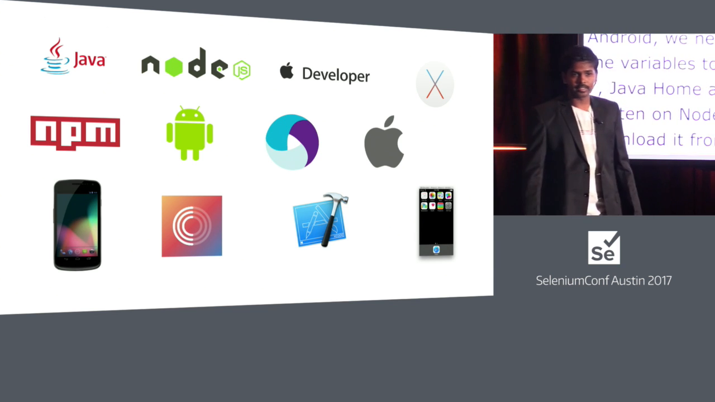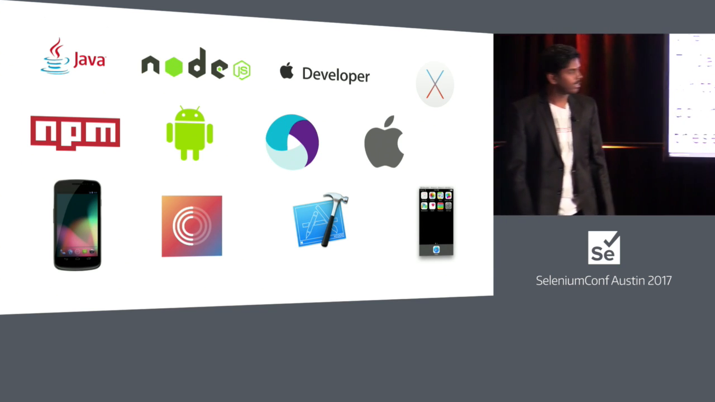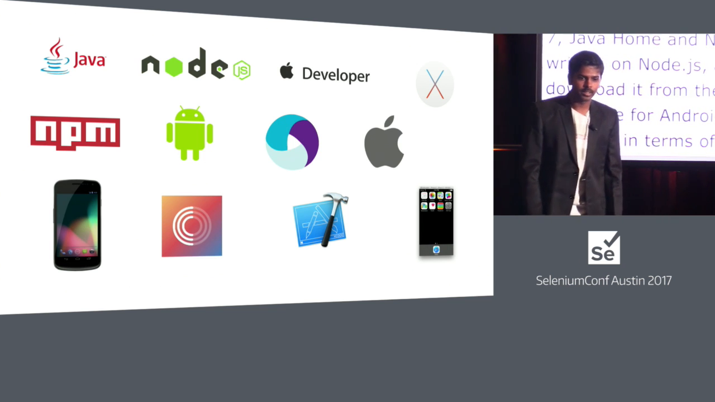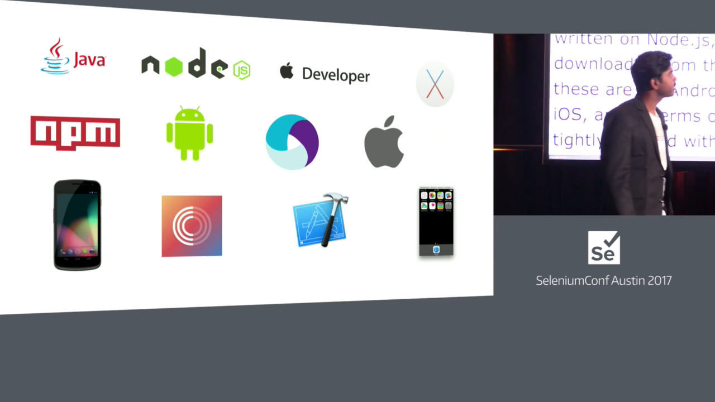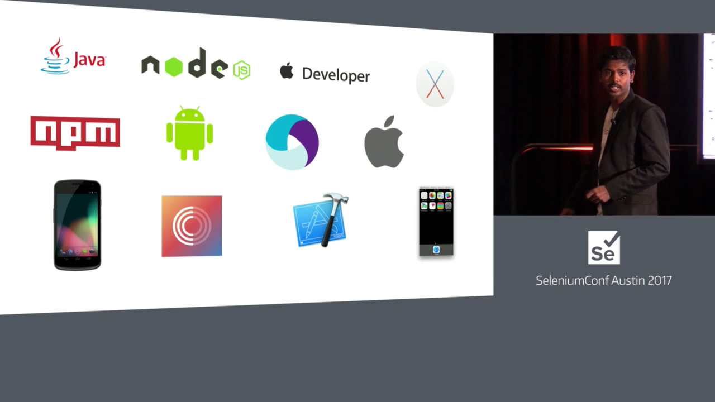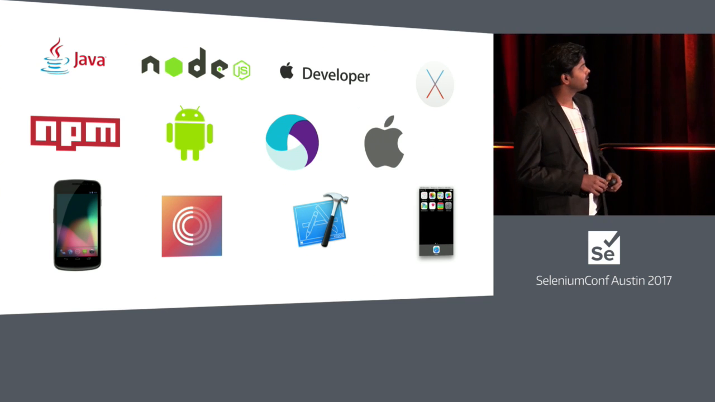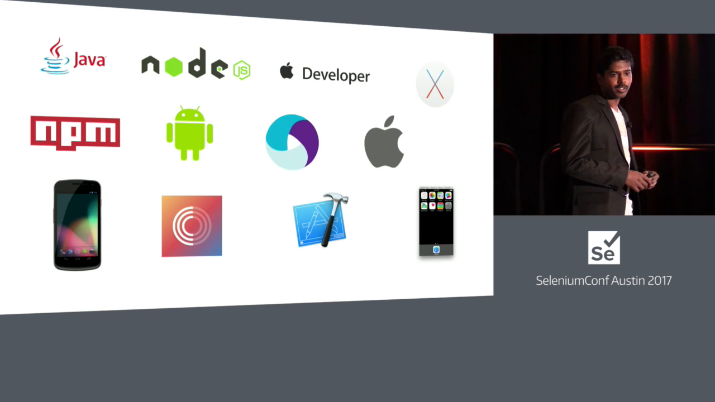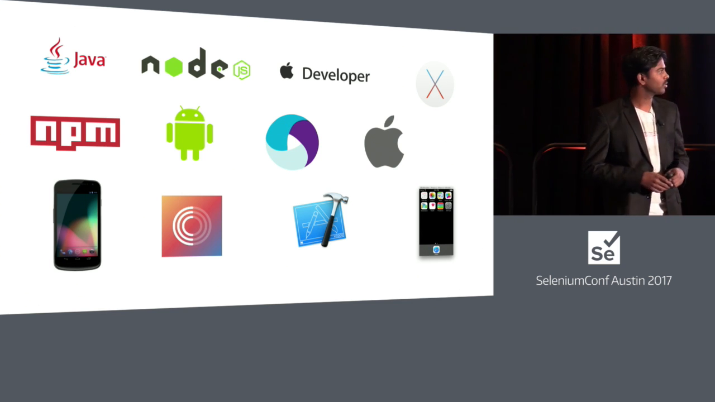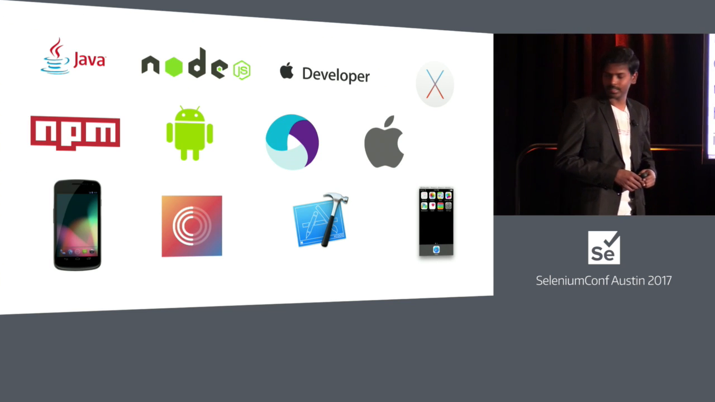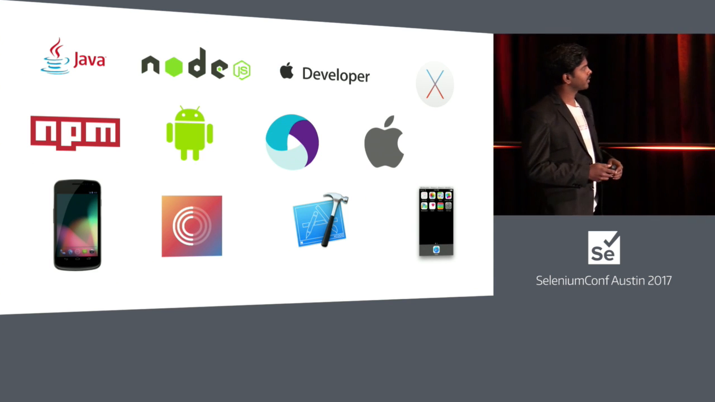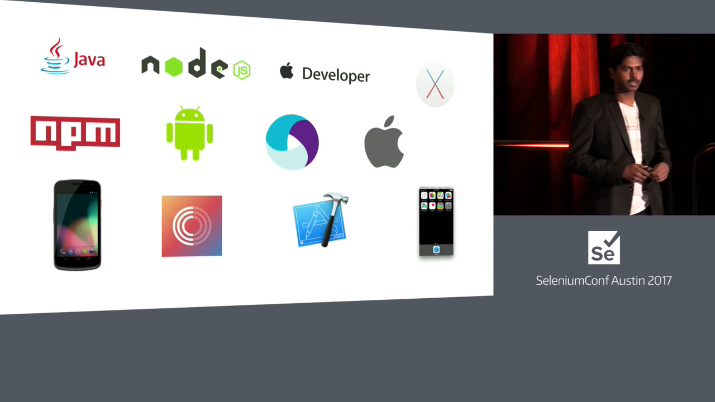And again, real devices or iOS. In terms of iOS, it's pretty much tightly coupled with OS X. So we have Xcode, Carthage, and if you want to run your automated tests on a real device, you need to be an Apple developer, so that you have the certificate installed, and it should be debug signed. And again OS X, and simulators or real device. So these are all the dependencies that we have to be concerned about.